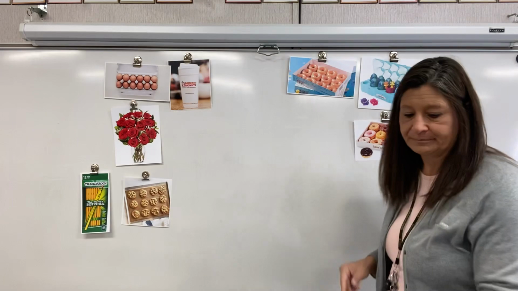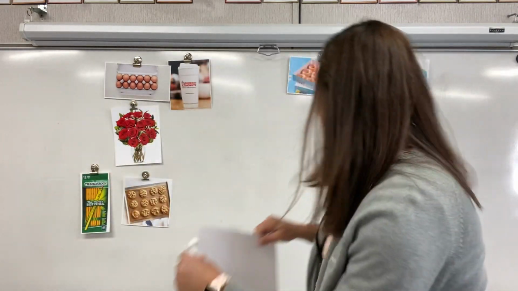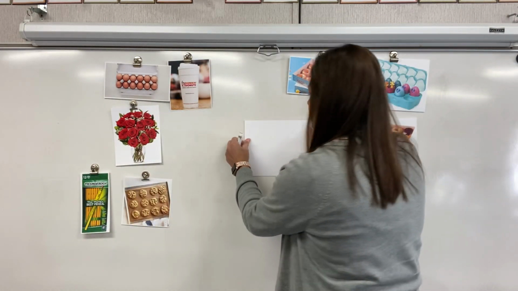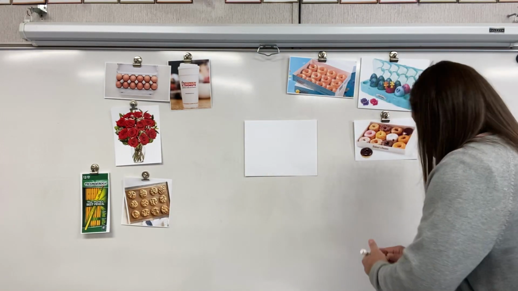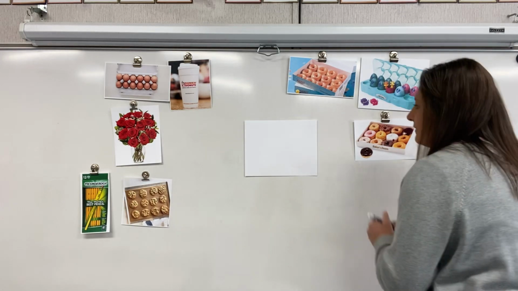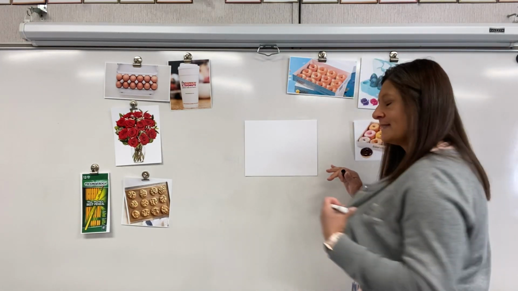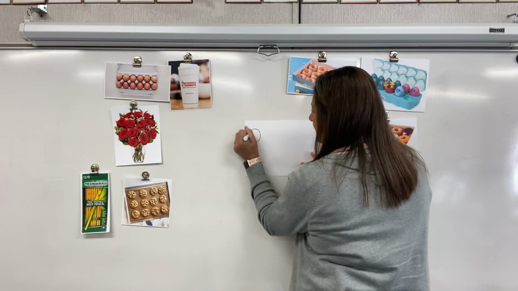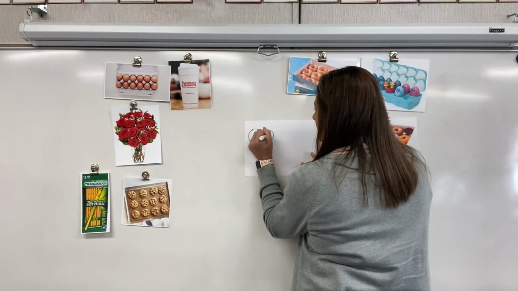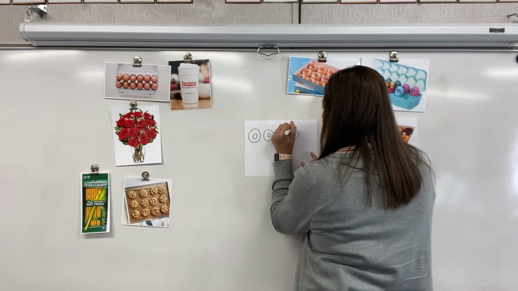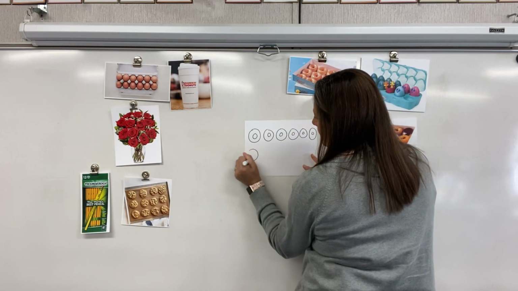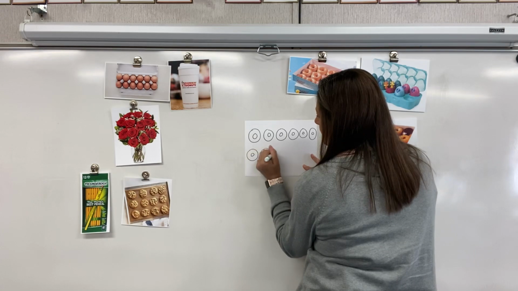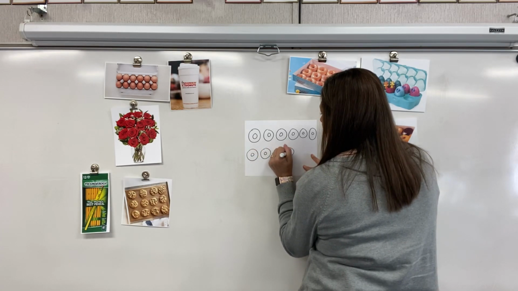Let's do it one more time. Okay, how about this? Let's draw a dozen donuts. Okay. So I'm gonna go ahead and put 6 donuts on the top. 6 donuts on the bottom.